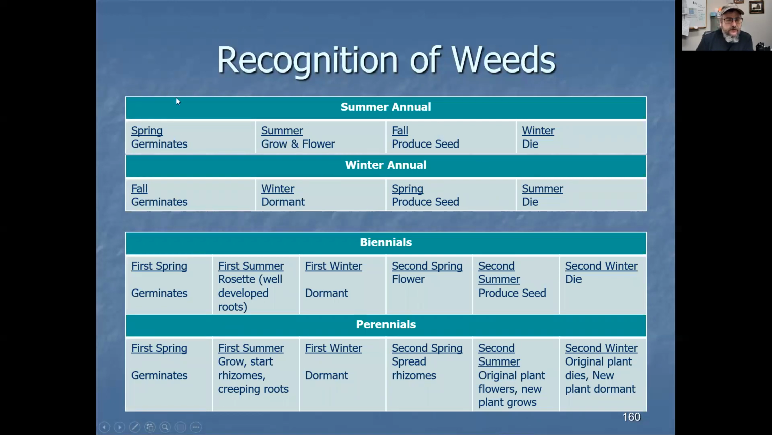Recognition of weeds. So it's good to know what weeds are doing. Are they annuals? Are they winter annuals? Are they biennials or perennials? I'm not going to go into all detail, but just to have a good idea of what kind of weeds you're dealing with and how they grow.